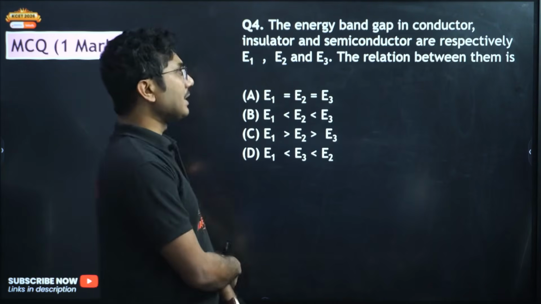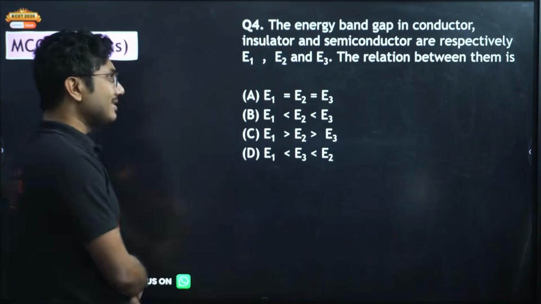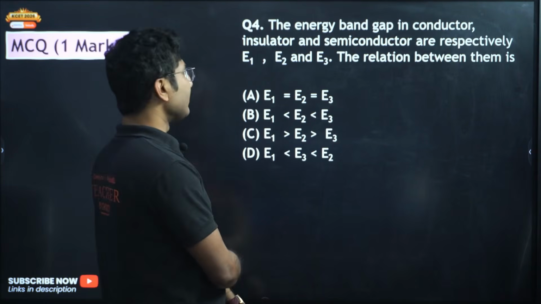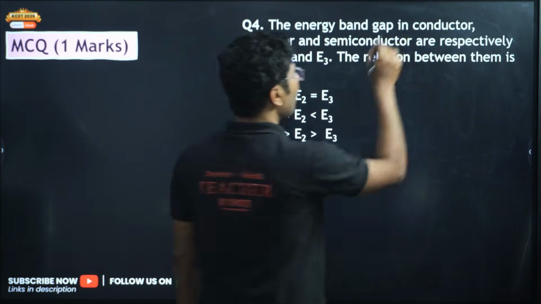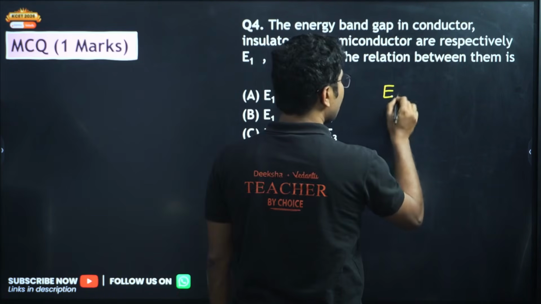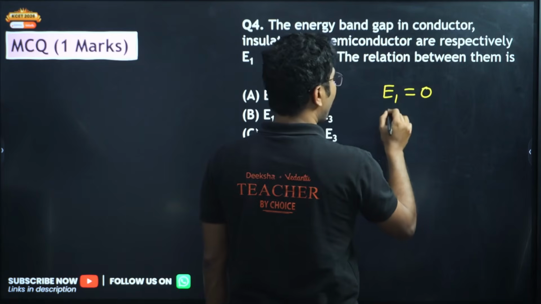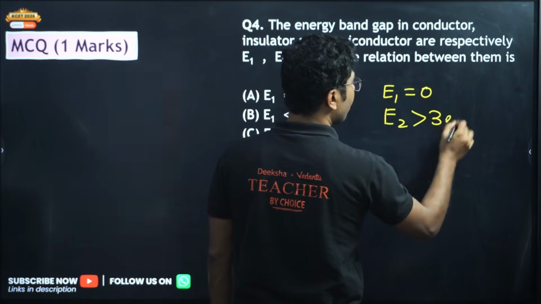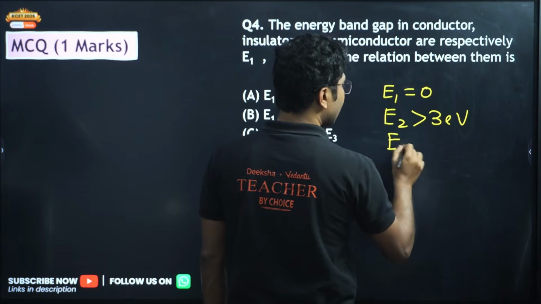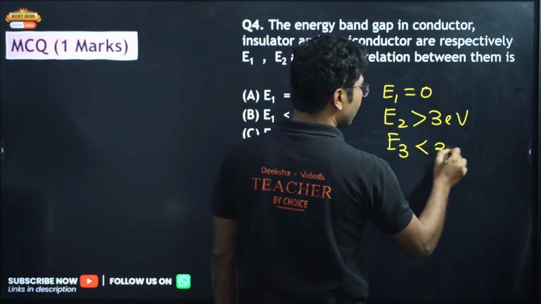Energy band gap in conductors, insulators and semiconductors are respectively E1, E2 and E3. What is the relationship between them? For conductors E1 is equal to 0. For insulators E2 is greater than 3 electron volt, whereas for semiconductors E3 is less than 3 electron volt.